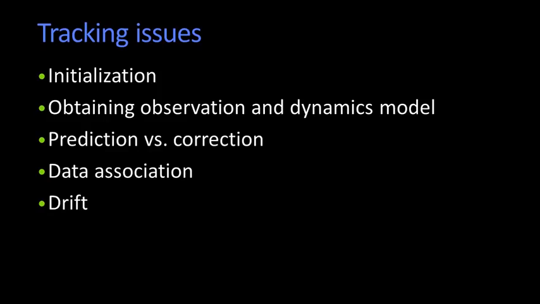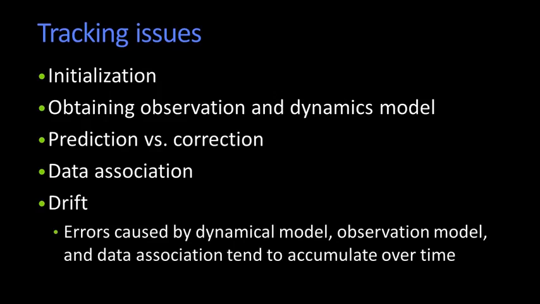The last issue is what's called drift. Drift is the error that accumulates over time. What happens is you've got this dynamic model that's making a prediction, and you've got a sensor observation model, et cetera, and you're really caught with two choices, and both of the choices are lousy.